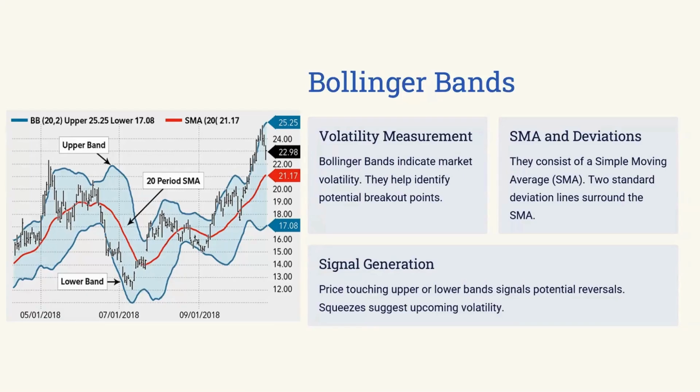Contextual interpretation: in a strong uptrend, price might consistently hug or walk along the upper band. This is not necessarily a sell signal, but rather a sign of strong bullish momentum. The opposite is true for downtrends. Focus on squeezes and breakouts. The most actionable signals often come after a prolonged squeeze, indicating that a significant move is imminent.